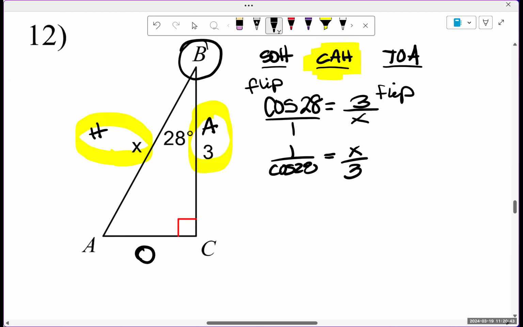I am so much happier when my x is on top. So how do you isolate your variable? Multiply by 3. Notice I have not replaced cosine of 28 with a decimal yet. You could, or just do it at the end. With your calculator, you're going to take 3 divided by cosine 28, close the parentheses, equals.